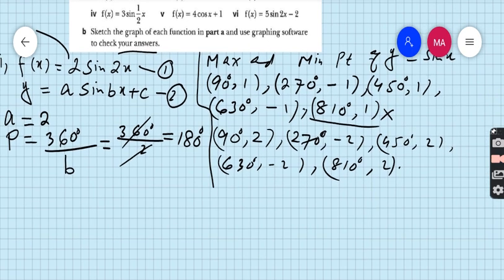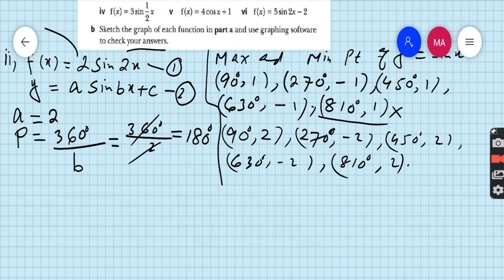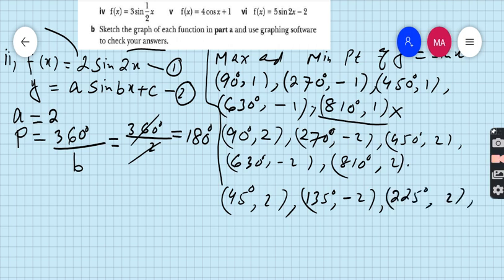The next is to divide each angle by the coefficient of x in the sine function. In this question the coefficient of x is 2. So 90 divided by 2 is 45 degree, 2. 270 degree divided by 2 is 135, -2. 450 degree divided by 2 is 225. 630 degree divided by 2 is 315. And 810 degree divided by 2 is 405. Now why don't we take this value?